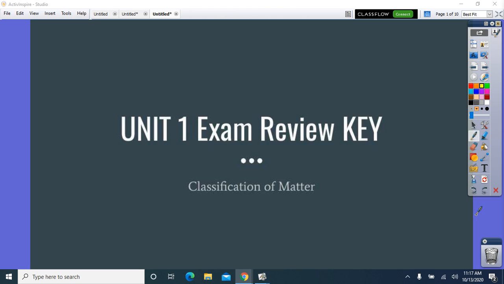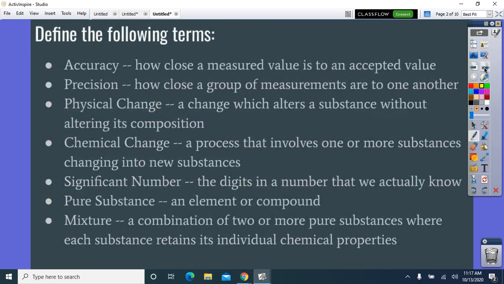All right, so this is going through the Unit 1 exam review key, or the answers. So the first question asks you to define different terms. So again, accuracy is how close a measured value is to an accepted value. So that's like how right or correct it is. Precision is how close a group of measurements are to one another. So you can be precise and still have completely the wrong answer, right? Or be really far off. But as long as they're all close together, we would consider that precise.